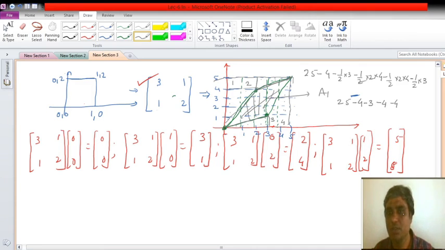So this is 8, 12 and this is 15. So 25 minus 15 will be 10. So the area of this shape is 10, right?